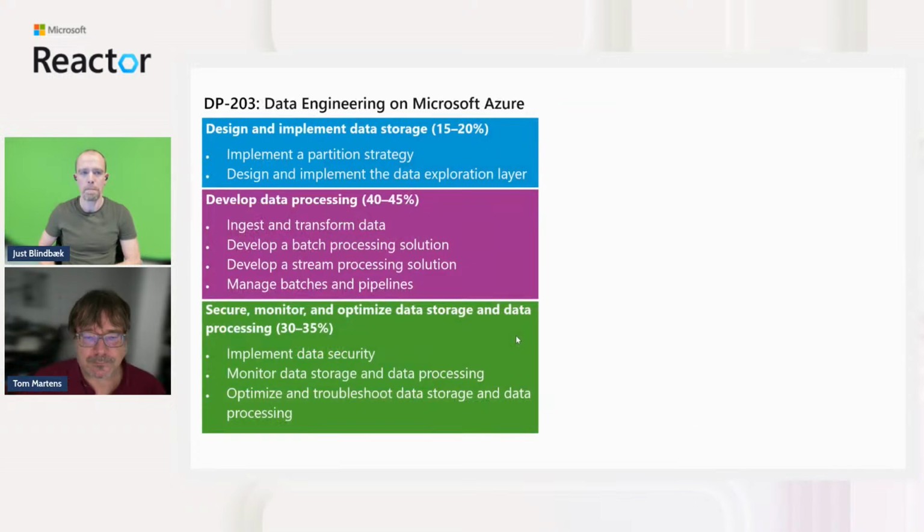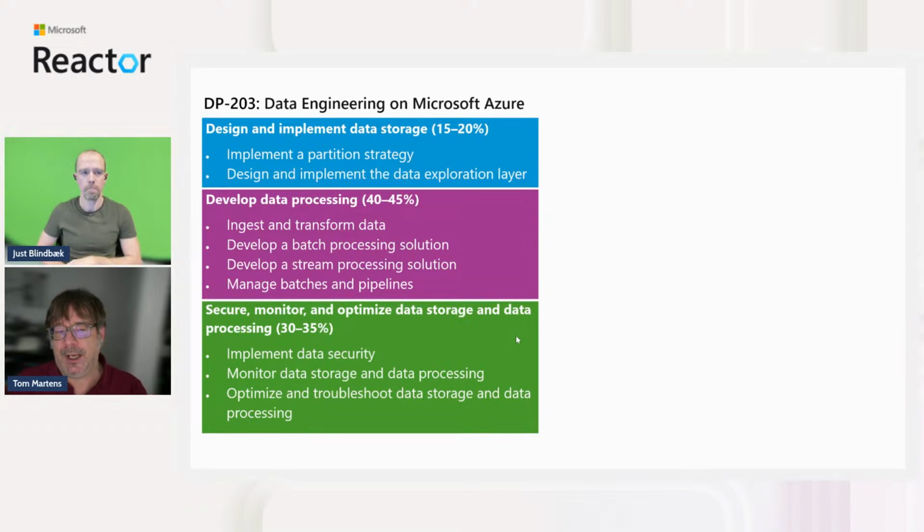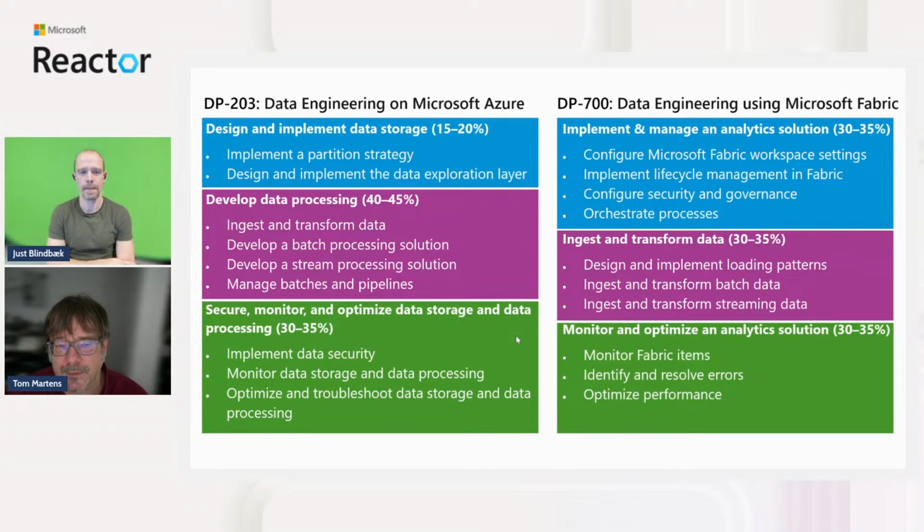So this tells us it's design, implementing data storage. And the big difference, can you please show the other one as well? So the big difference is basically that in DP-203, we are focusing on implementing a partition strategy, but because Microsoft Fabric is a little bit more, we are also covering how to implement and manage all these things. It's also about lifecycle managing, security governance, and how to orchestrate processes.